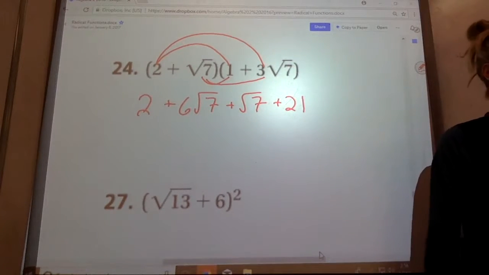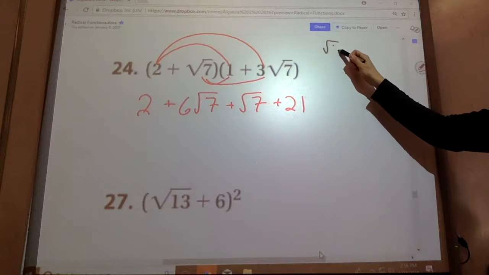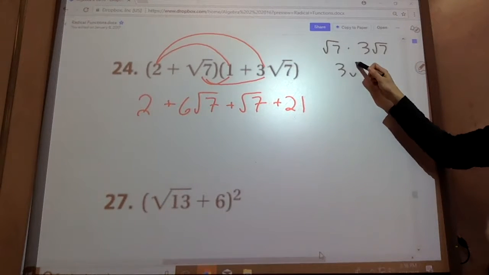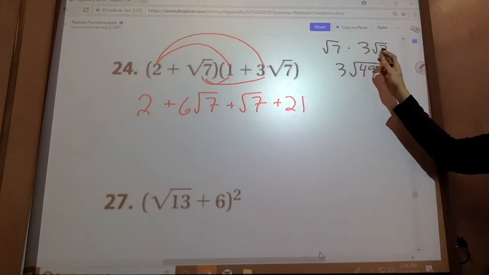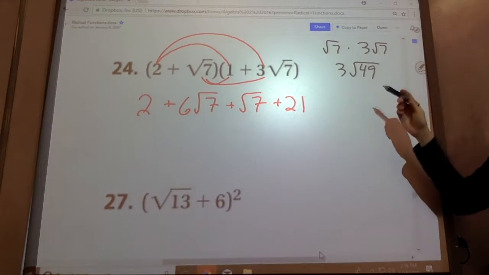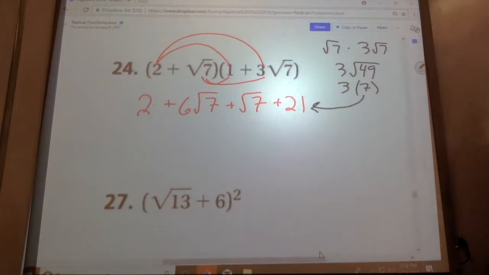How'd I get 21? You guys do that in your head? This is what you're doing. Square root of 7 times 3 square root 7, which would be 3 square root 49. Because 7 times 7 is 49. What's the square root of 49? 7. So I'm really doing 3 times 7, which is 21.